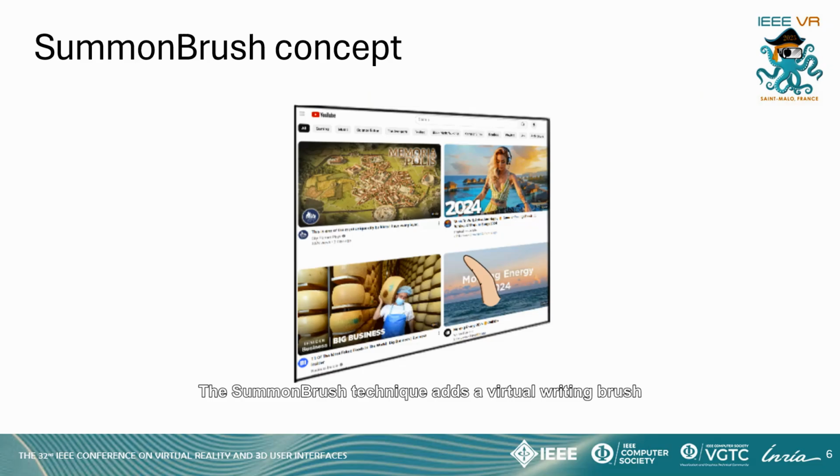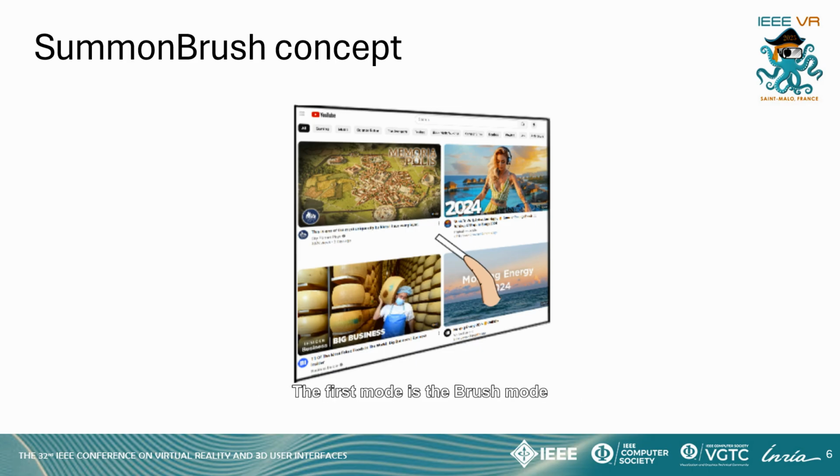To overcome these drawbacks, we introduce SummonBrush. The SummonBrush technique adds a virtual writing brush to the index fingertip of a user's hand. When making contact with a virtual user interface, the virtual brush bends and diverges and ink starts to diffuse in it. SummonBrush features two modes based on the bending extent of the brush.